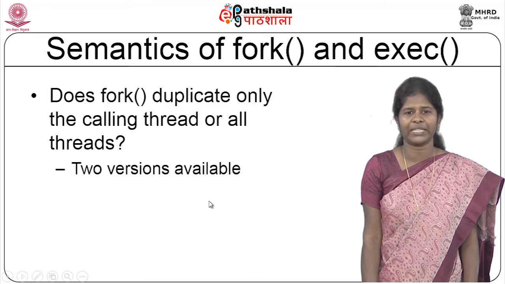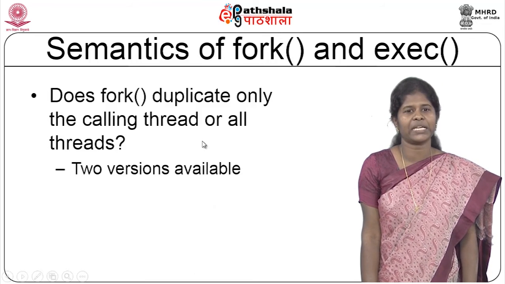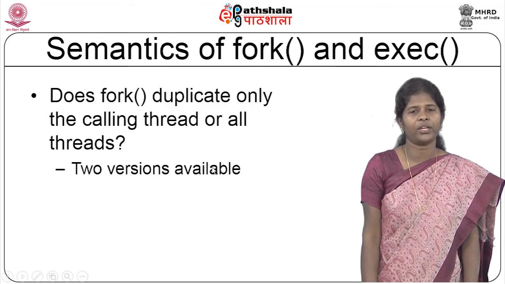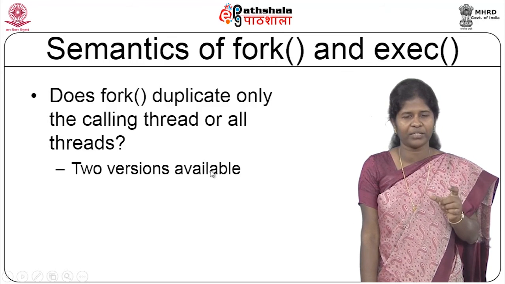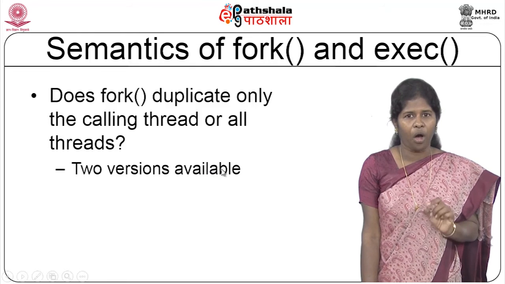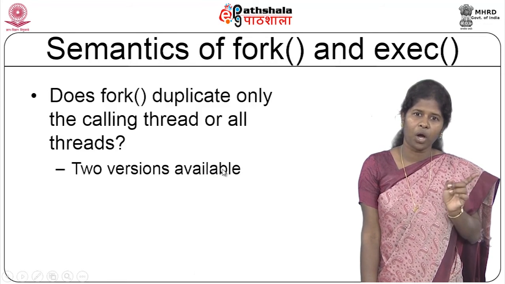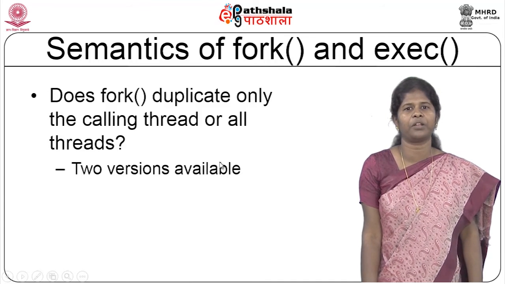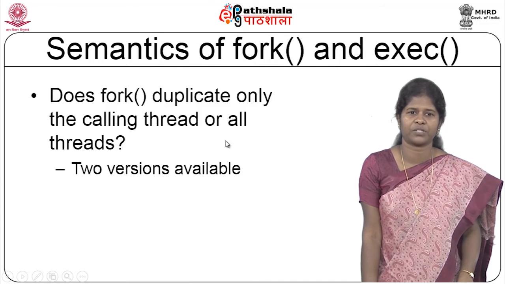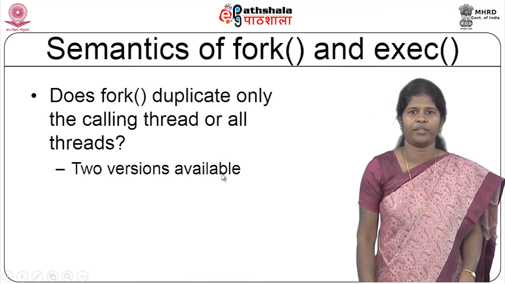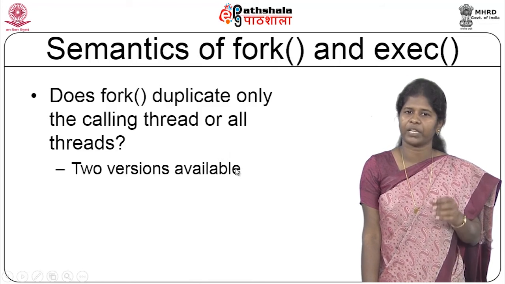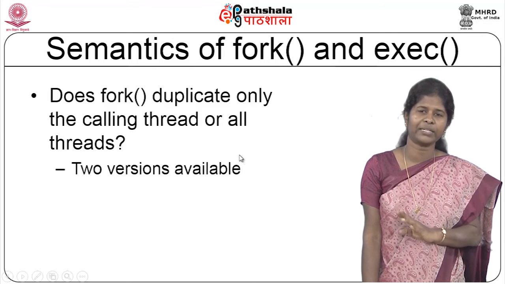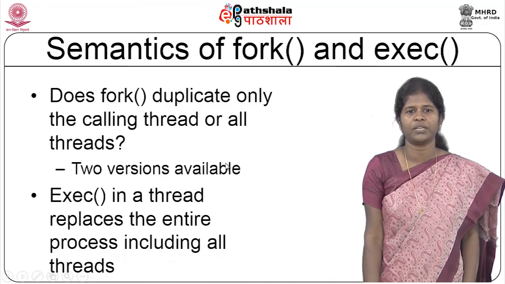So, in the case of a thread, when a thread calls fork, what should be done? Are you going to duplicate only this particular thread which is calling the fork, or are you going to duplicate all the threads which belong to the same process? Both versions are available in operating systems. Depending on the options, you can either duplicate only the calling thread, or duplicate all the threads that belong to the same process.